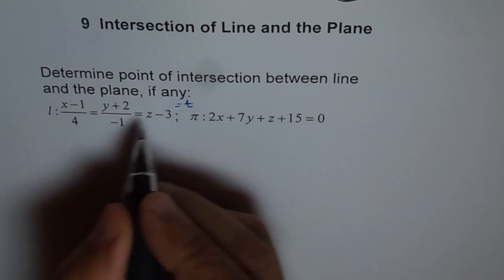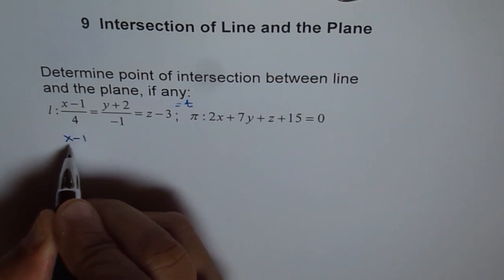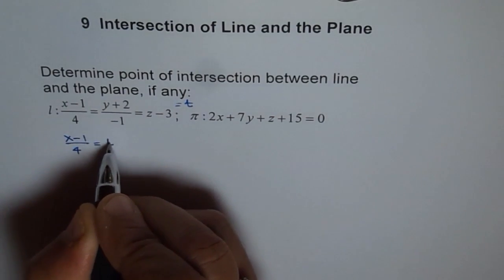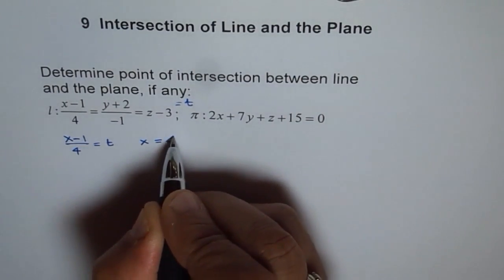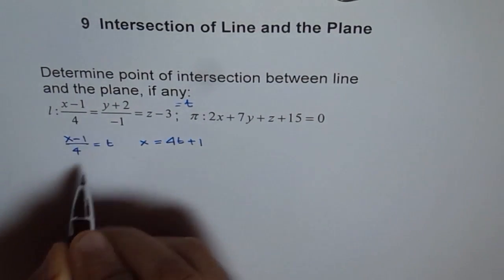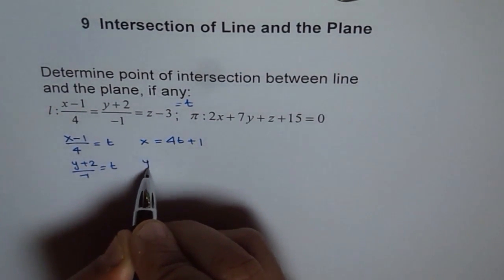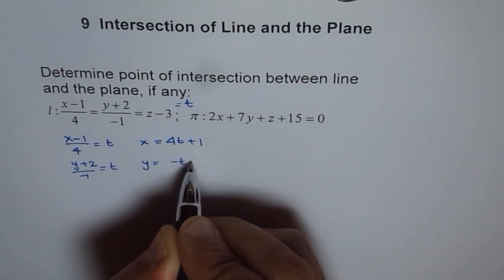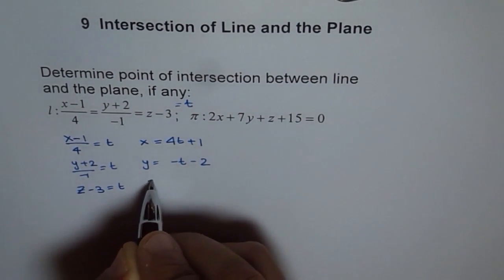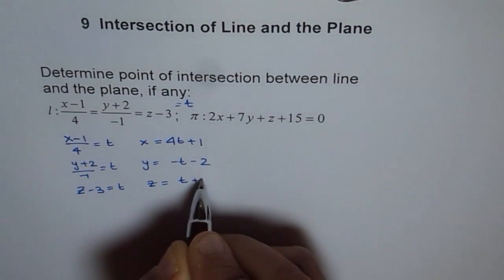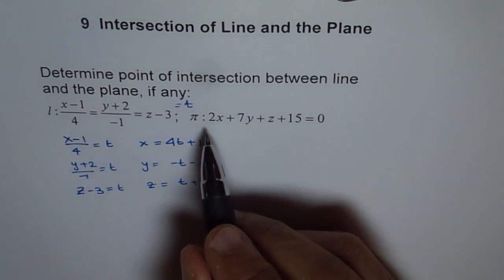So we'll do that. If I write (x minus 1) over 4 equals t, that means x is equal to 4t plus 1. And similarly, if I write (y plus 2) over minus 1 equals t, then y is equal to minus t minus 2, correct? And if I write z minus 3 equals t, in that case, z is equal to t plus 3, correct? So we can plug in these values in our equation and then find the value of t.